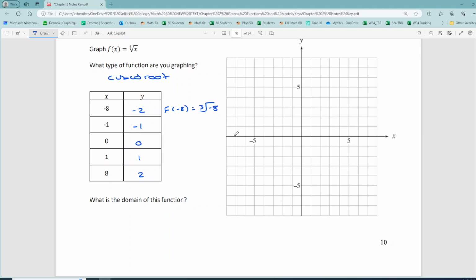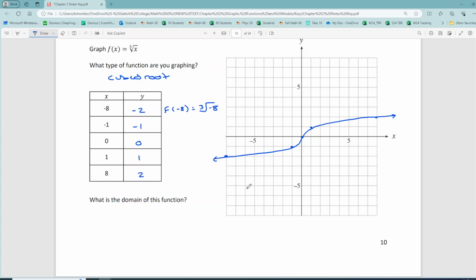So we're going to go through the points (-8, -2), (-1, -1), (0, 0), (1, 1), and (8, 2). So it's that same shape where it has a little bit of a flattening out when you hit the axis, and then you reach forwards.